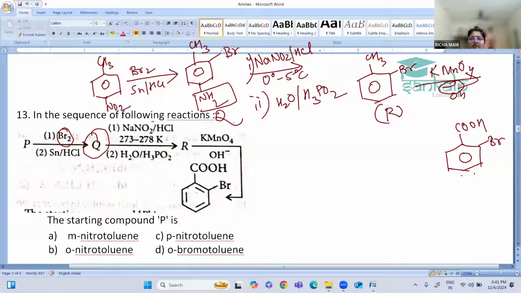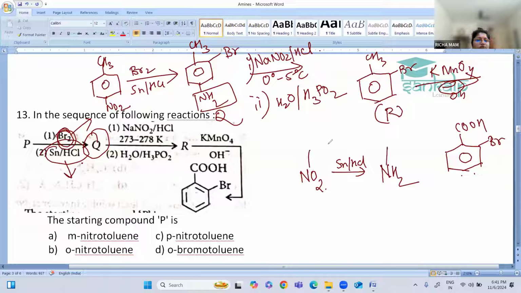So you have to follow the steps. You have to understand the roles of these reagents. Br2 is used for bromination. Tin HCl is a good reducing agent. We have seen that whenever you have NO2, if you use tin HCl, you can easily get an NH2 group. So tin HCl is a reducing agent.